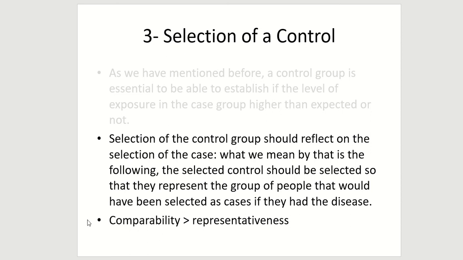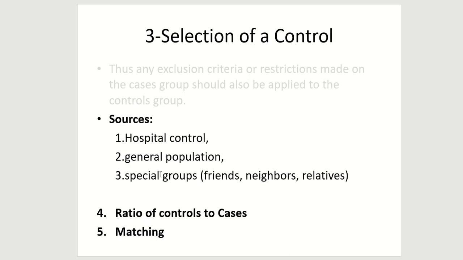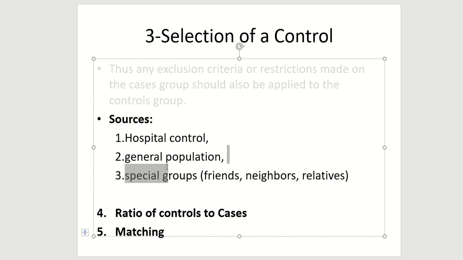However, they have to be controls, not cases. So where do we go and get the controls? In hospitals, in the general population, and in special groups, meaning friends, neighbors, relatives of the cases. Also, we need to talk about the ratio of controls to cases, and the matching. There is a concept utilized a lot in case-control studies, which is matching.